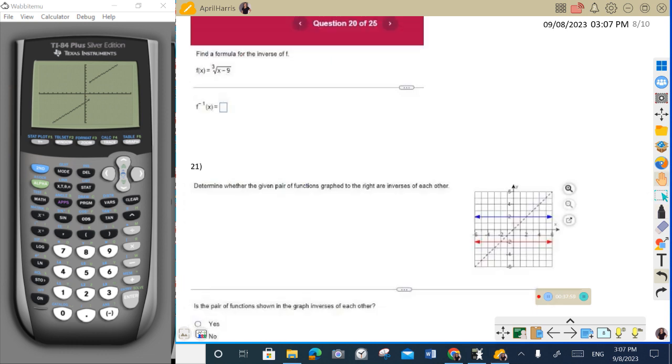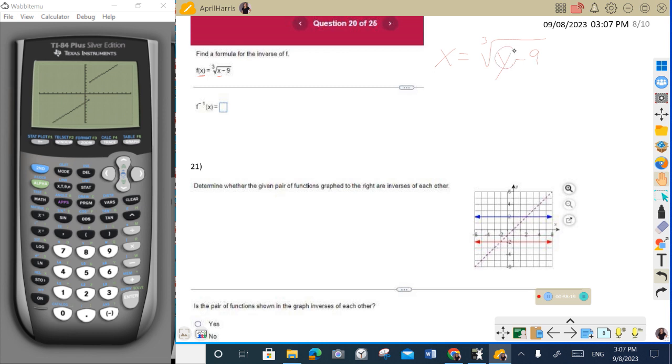Find a formula for the inverse of f. Okay, inverse means opposite. So what we're going to do is switch our x and our y. So here's x, this is your y. Where y used to be, we're going to put x. Where x used to be, we're going to put a y. Once you switch them, then you just solve for y.